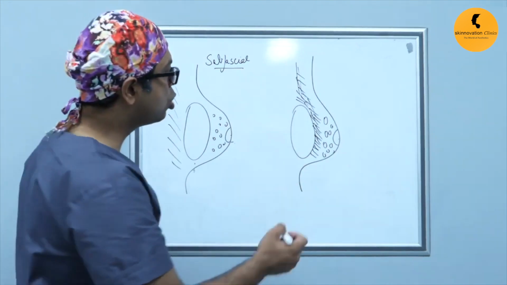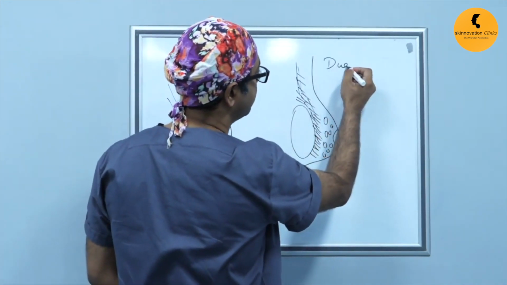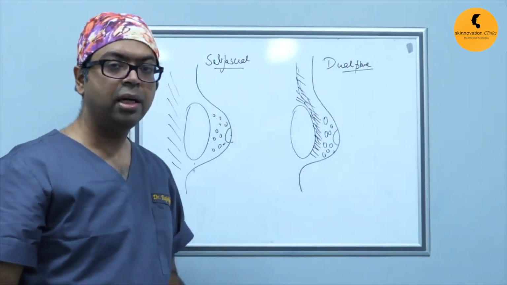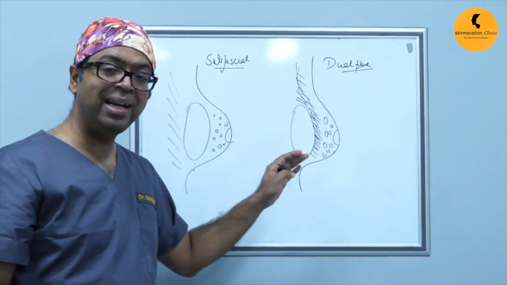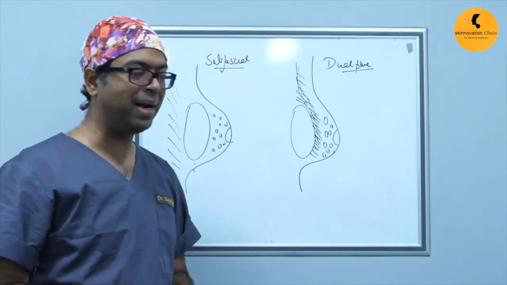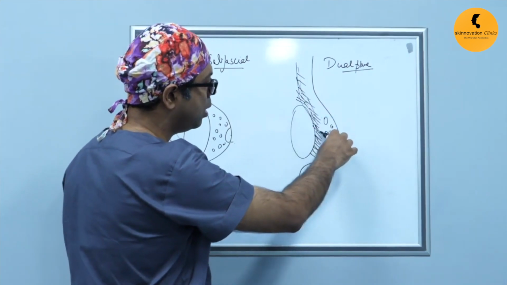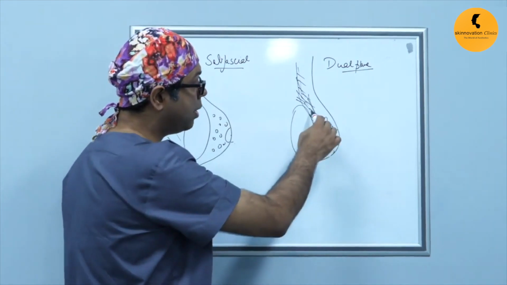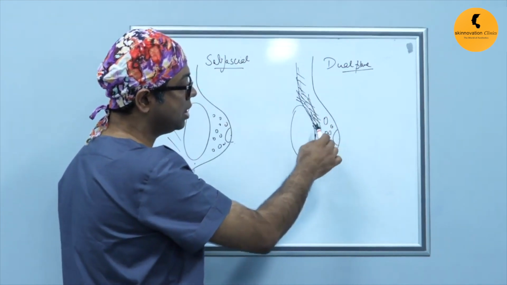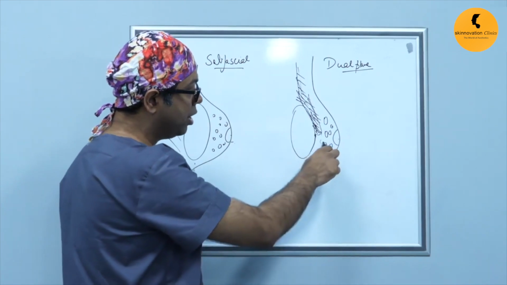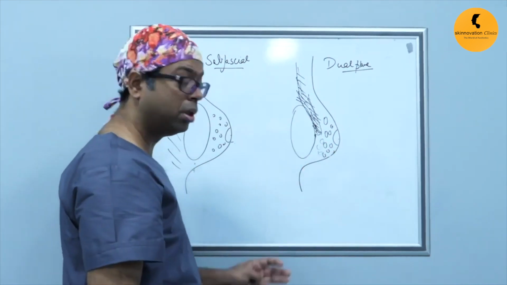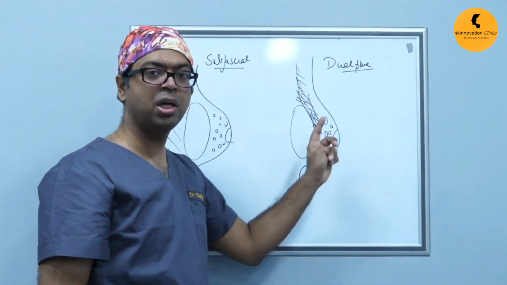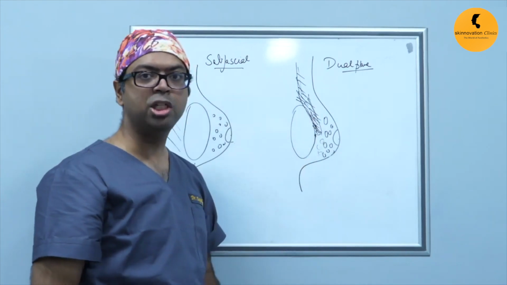The other technique is called a dual plane. This technique is done in a manner that will release the muscle from the inferior pole of the breast so that the muscle covers the upper half of the implant. This portion is the muscle which is covering the implant, and the rest portion is the breast tissue. So the implant is still behind the breast tissue, but the upper pole of the implant is covered by the muscle. This is called a dual plane.